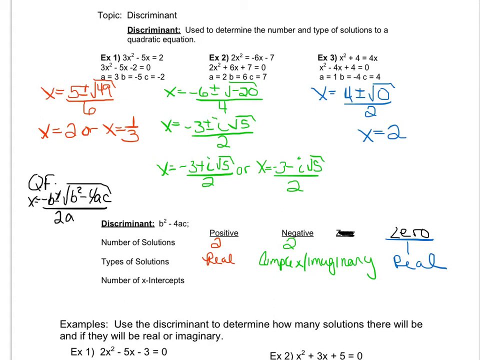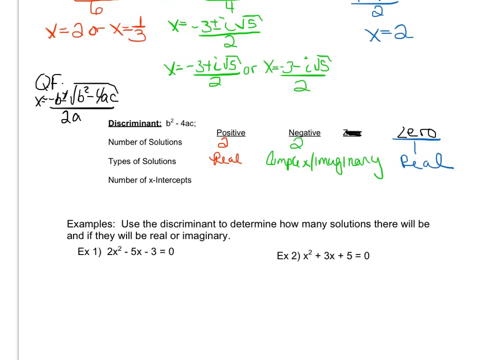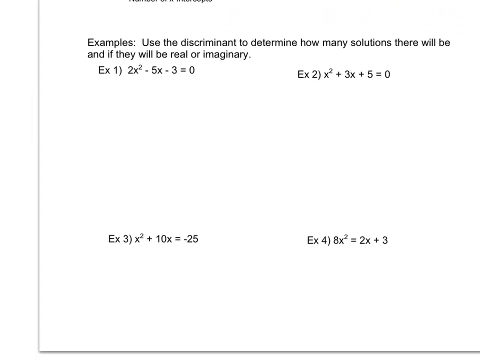If you were unsure of how to graph using a graphing calculator, please let me know so I can help you with that. And then finally, let's look at just some examples now. These examples of what we're going to do is we're going to use the discriminant for each of them to determine how many solutions there will be and if they will be real or imaginary. So notice I'm not solving it, I'm just using my discriminant.